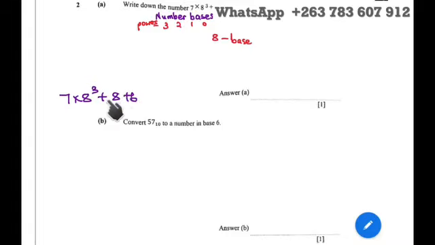Then the number multiplying 8 to the power 2, we don't have that number, so it will be 0. This is 8 to the power 1. The number that is multiplying 8 to the power 1 is 1, right? Because we have 8 to the power 1. So it's 1. And here we just have 6.